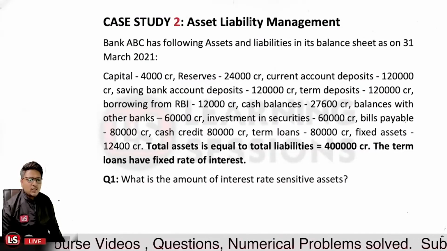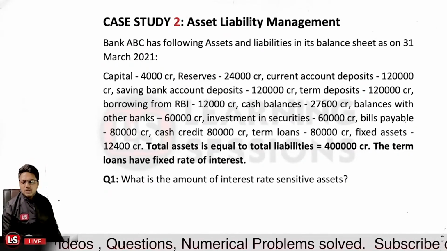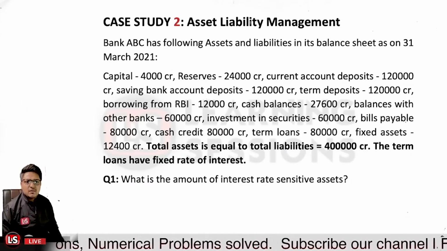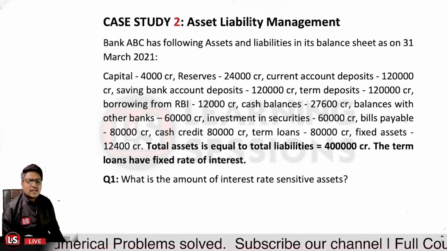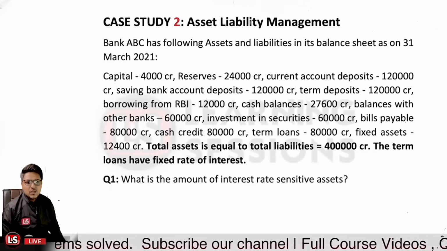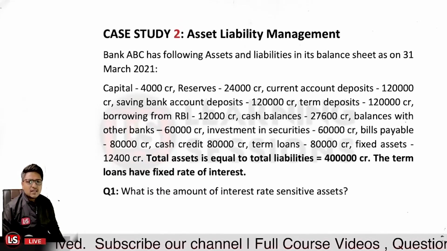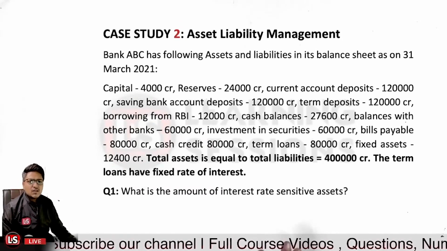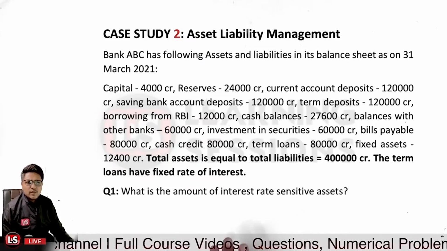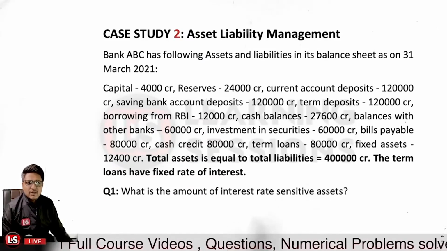First case study over here, it is related to asset liability management. It says Bank ABC has the following assets and liabilities in its balance sheet as on 31st March 2021. The different assets and liabilities are given over here, like capital, reserves, current account deposits, savings bank account deposits, term deposits, borrowings, and all the other assets and liabilities are given.